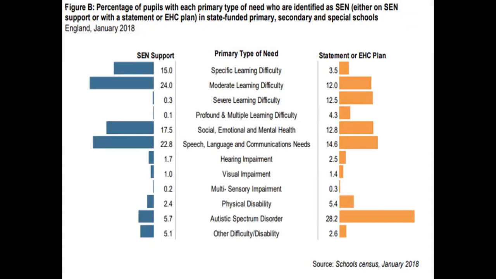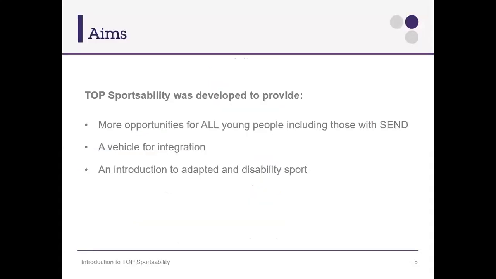And this tool will help us to adapt all our practice to make sure that all the needs of all the young people here are met alongside their peers that maybe don't have any additional support needs. So Top Sportsability was developed to provide more opportunities for all young people, including those with special educational needs and disabilities. And one of the beauties of this resource is actually it's so inclusive that it's going to include your disengaged students as well.